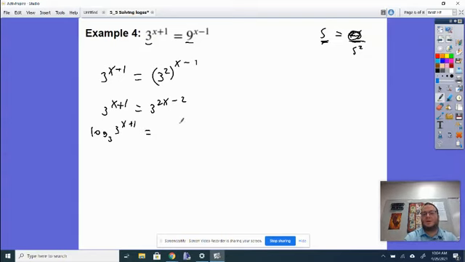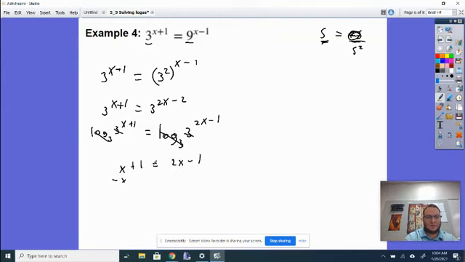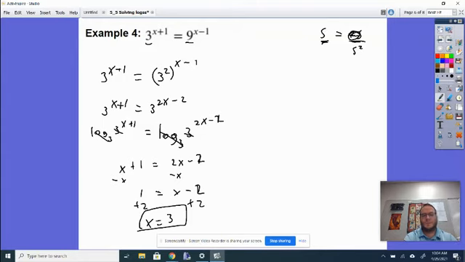Now they're the same. So we really want them to be the same before we start logging both sides, because then things aren't going to cancel nicely. Left with x plus 1 equals 2x minus 1, minus x, minus x. 1 is equal to x minus 1. Sorry, 2. Plus 2, plus 2. X is equal to 3. And again, we don't need to check for extraneous because we did not start with logs.